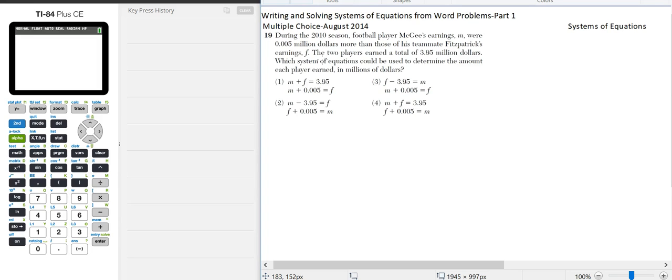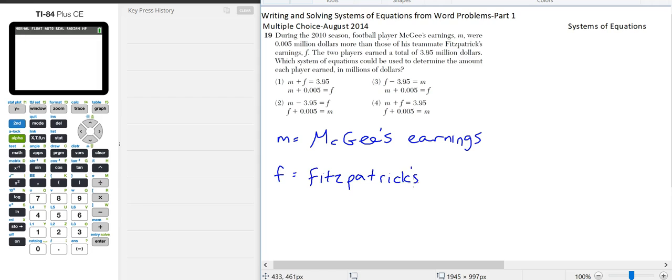Let's write out what we know. We know that M is McGee's earnings. And we know that F is Fitzpatrick's earnings. And we also know that the two players together earned a total of $3.95 million. Therefore, M, McGee's earnings, and F, Fitzpatrick's earnings, together is equal to $3.95 million. So this is going to be one of our equations.